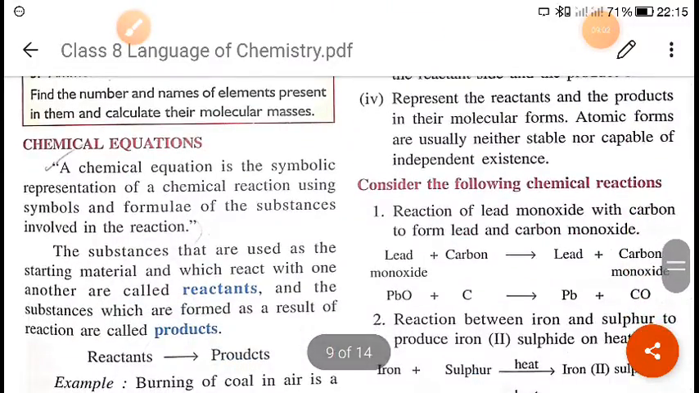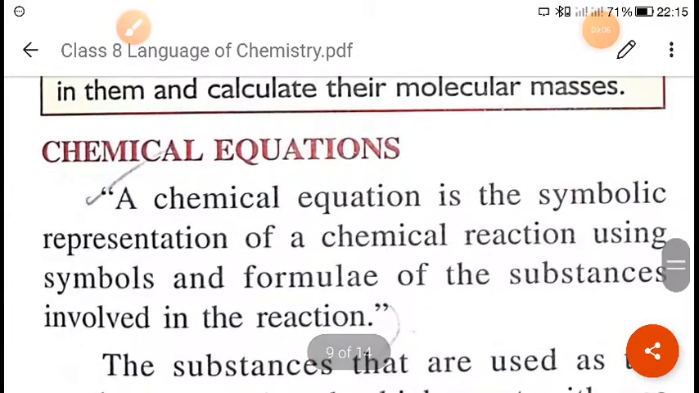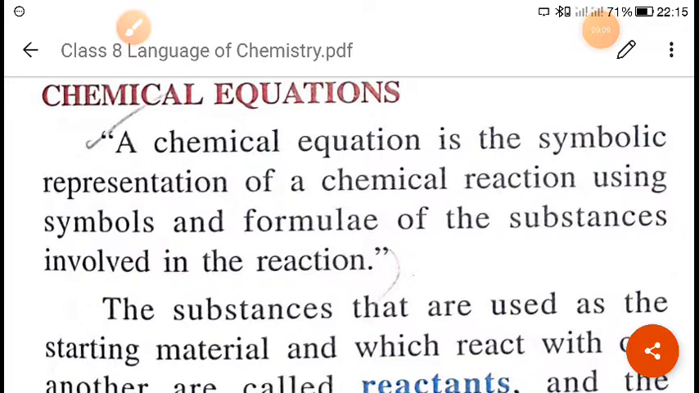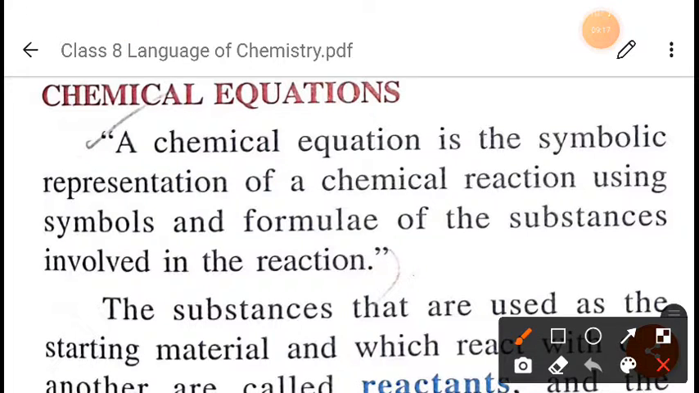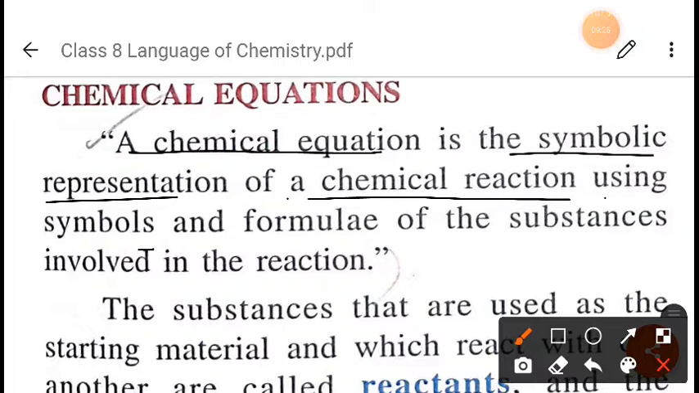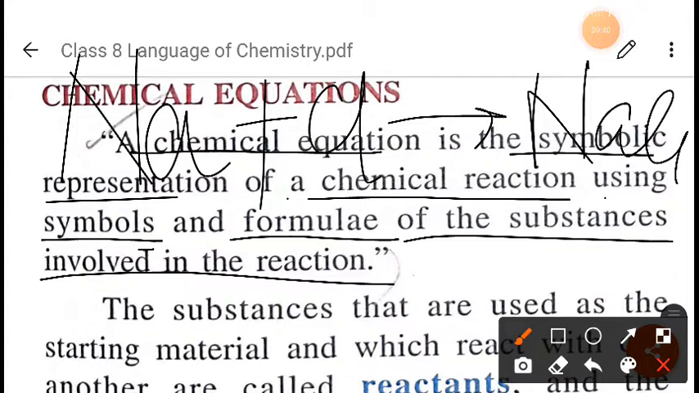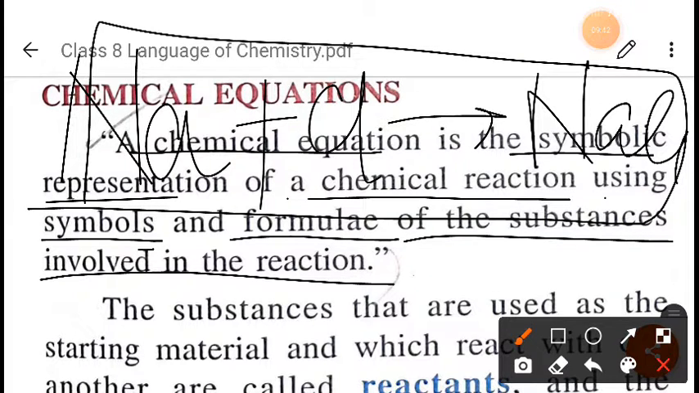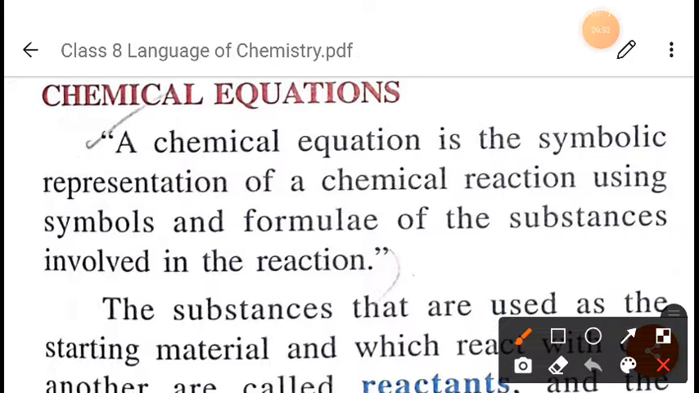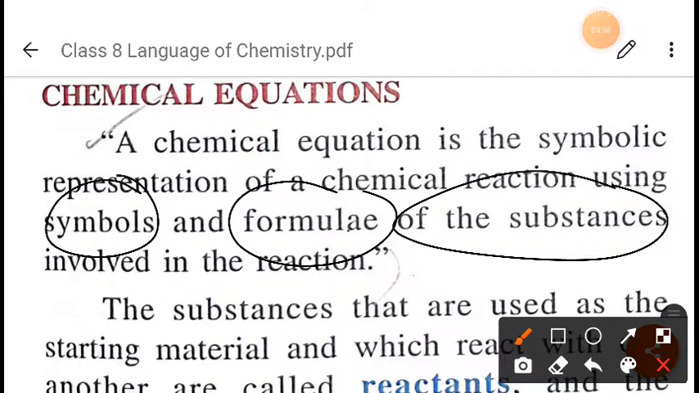Now next we will see chemical equations. A chemical equation is a symbolic representation of a chemical reaction using the symbols and formulas of the substances involved in the reaction. For example, sodium reacting with chlorine to form NaCl: Na plus Cl gives NaCl. This is a chemical equation, a symbolic representation of the chemical reaction using symbols and formulas of the substances involved.